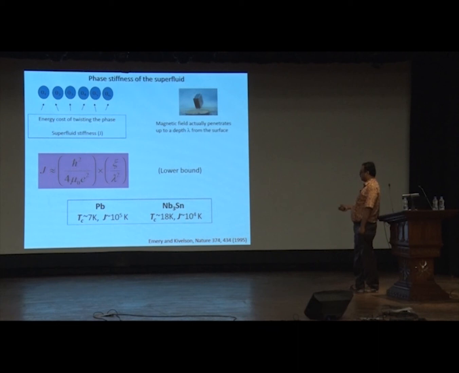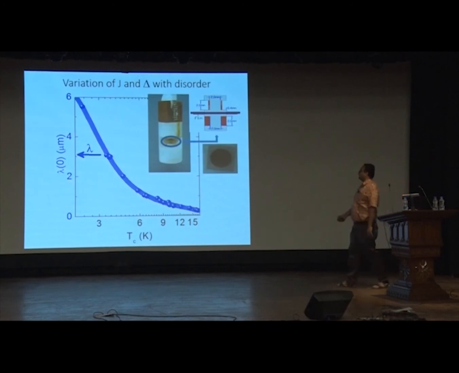You have some numerical prefactor here, and here you have the coherence length and the penetration depth. You put in these numbers for a clean conventional superconductor, lead or niobium tin. What you get for J, this superfluid stiffness, is a humongous number, 10 to the power 5 Kelvin or 10 to the power 4 Kelvin. So therefore, it's an irrelevant energy scale. It's so high an energy scale, you will never excite phase fluctuations. But what happens when you go to strong disorder?